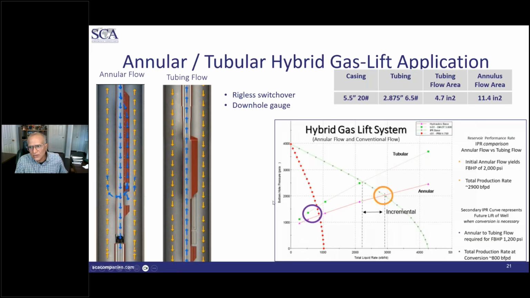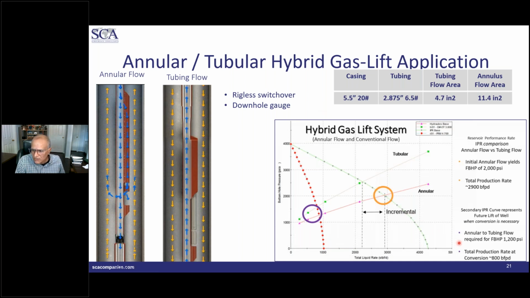So here is a slide that shows how you can look at the annular through tubing flow switchovers. And now some vendors are offering equipment whereby without pulling the equipment, you can basically switch from annular to tubing flow. And this, you are looking at the typical configuration that is deployed in Permian Basin, right?